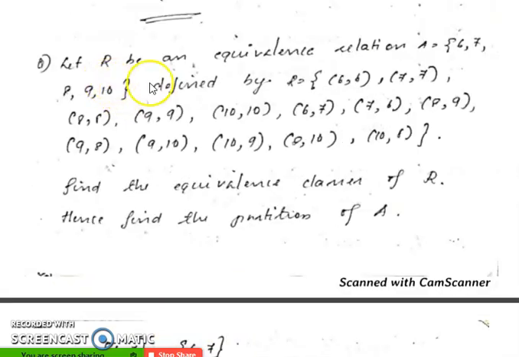So here is the next question. Let R be an equivalence relation on A equal to {6, 7, 8, 9, 10}, defined by R equal to (6,6), (7,7), (8,8), (9,9), (10,10), (6,7), (7,6), (8,9), (9,8), (9,10), (10,9), (8,10), (10,8). Find the equivalence classes of R, hence find the partition of A.